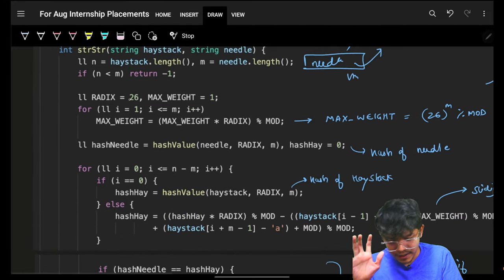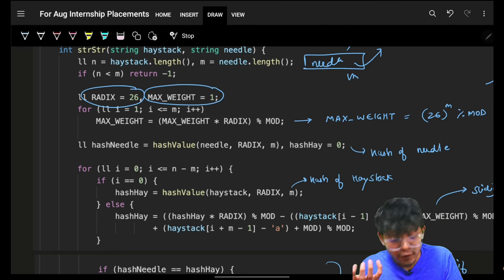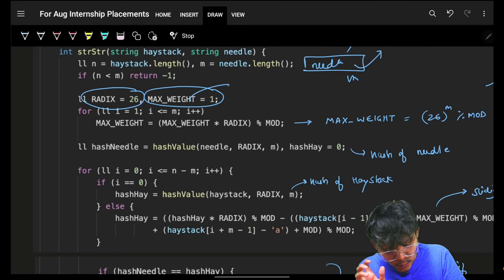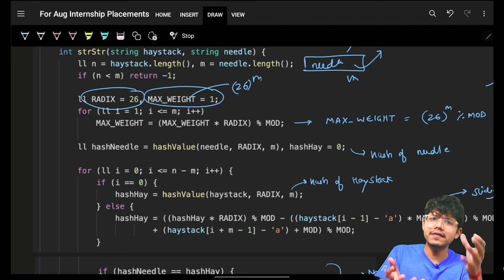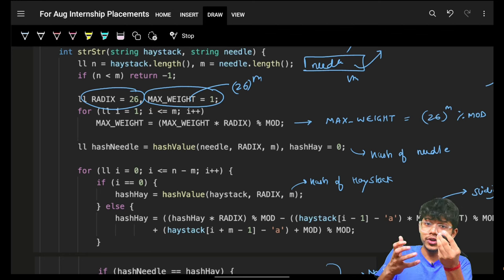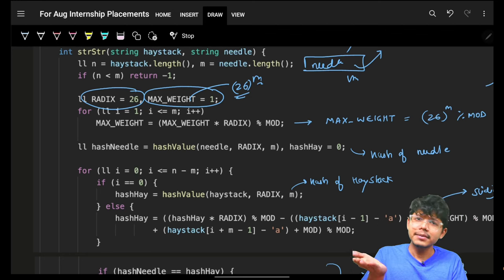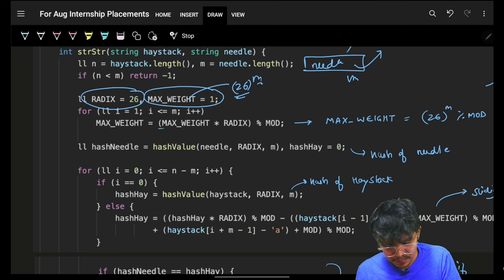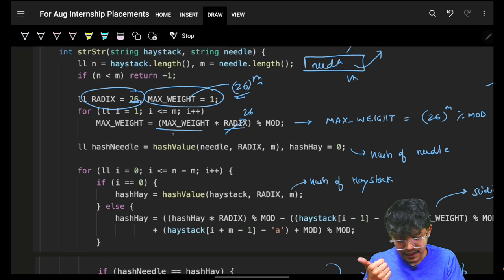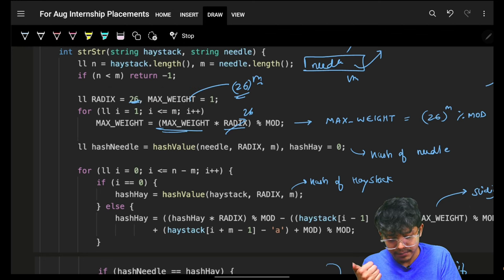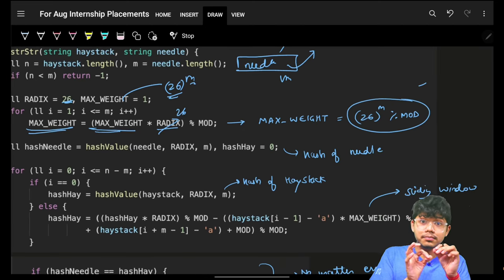Firstly, if you remember, my radix will be nothing but 26, and then I have to find my max weight. Max weight, if you remember, is 26 raised to the power m. So I'll compute that max weight so that I can use it everywhere. I don't have to compute it again and again. I'll simply compute it and keep on using it. So it is 26 multiplied m times. I'll simply say max weight multiplied by radix, which is 26 for us, m times. Here it is a loop of m, and that's how I'll compute my max weight, which is taken modulo itself.